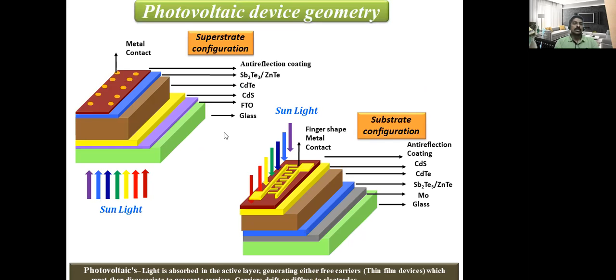These are the two solar cell structures. One is known as superstrate, and the second one is known as substrate configuration. In the superstrate configuration, the light is incident from the substrate side, and in the substrate configuration, the light is incident on the opposite side of the substrate.